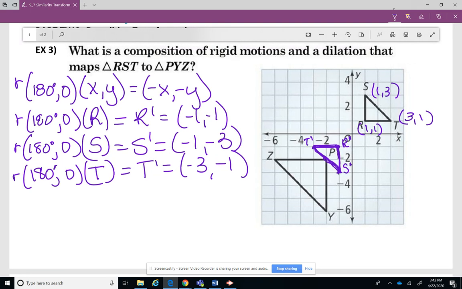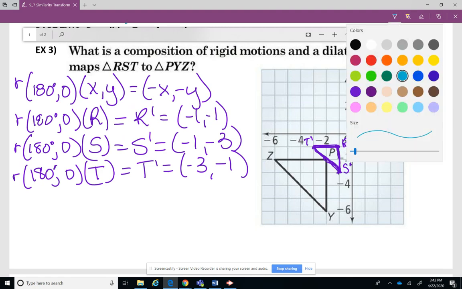All right, now I've got to turn triangle R prime, S prime, and T prime into triangle. Let me circle this with blue so you know where I'm at.